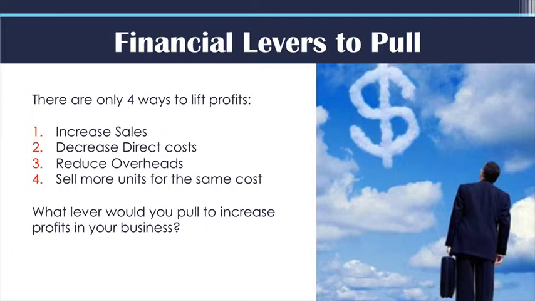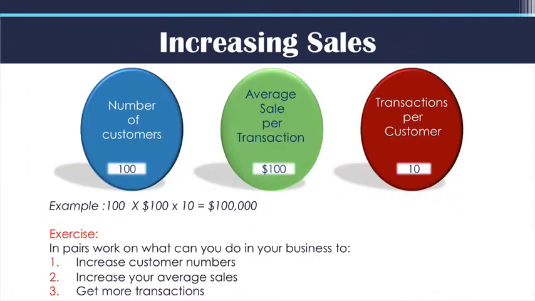So let's talk about what we can do to actually increase sales. And this is a really simple model that I like to use. The model says sales is about 3 components: the number of customers we have, the average sale per transaction with those customers, and then the number of transactions per customer per year or month or whatever period that we're looking at.